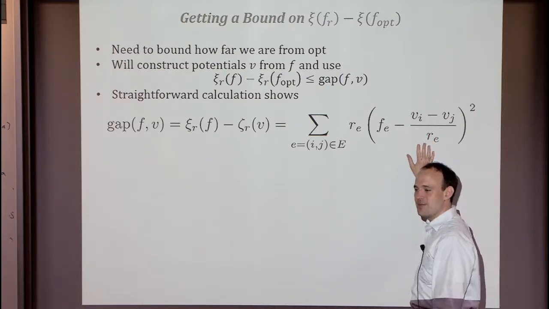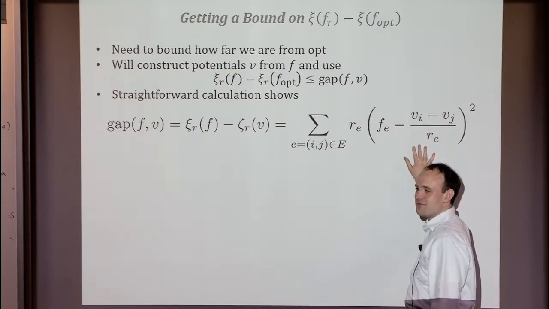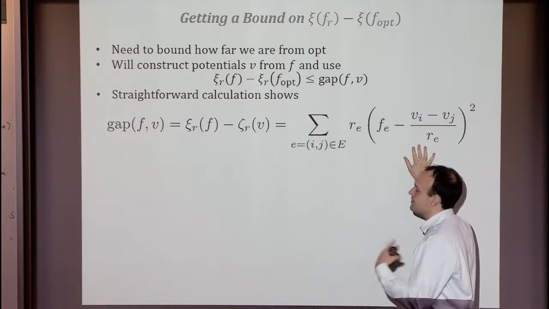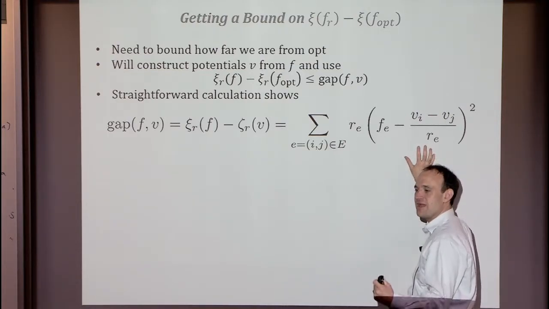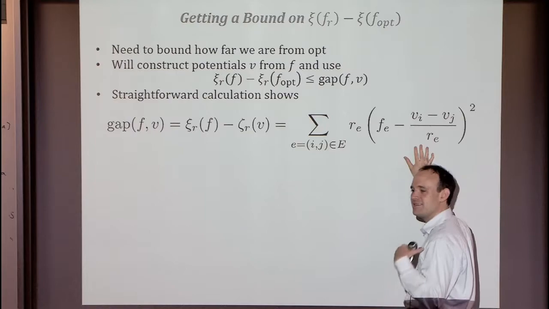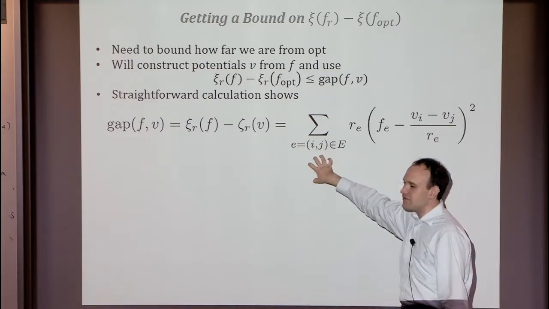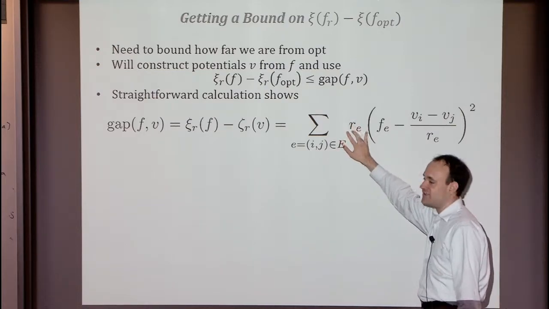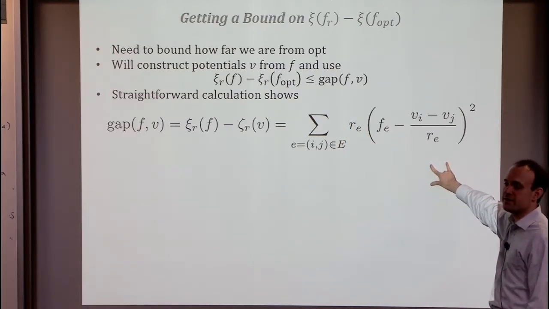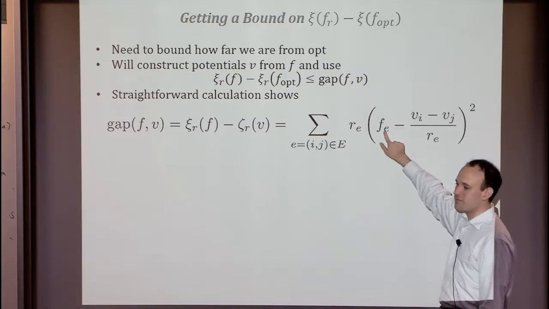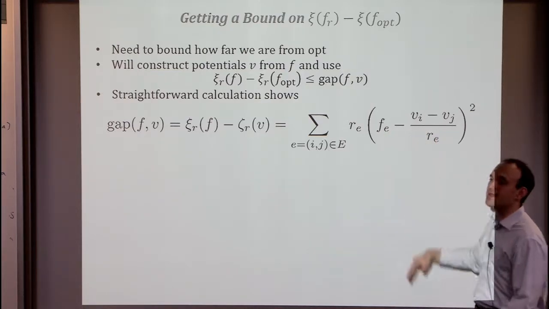So what does this nice interpretation tell you? It tells you that you have two things that are supposed to match up. They're supposed to be equal. One of them is the flow on an edge. The other is the potential difference divided by the resistance. This sums over all the edges in the graph, weighted by the resistance, the difference between those two quantities squared. So it's the difference between what the flow is and what the voltages think the flow should be, squared.